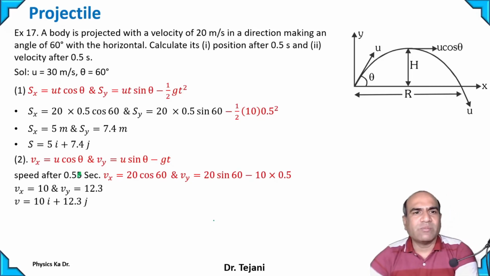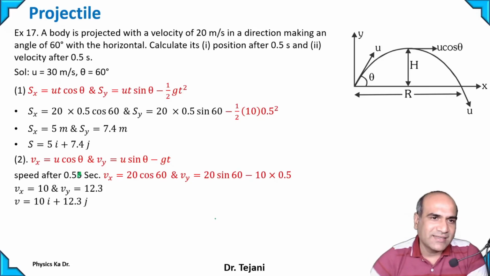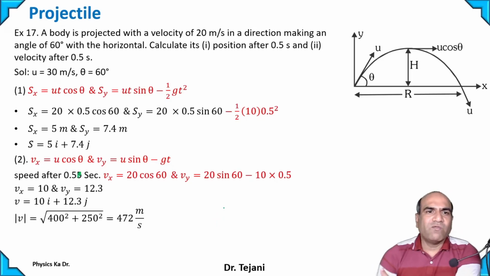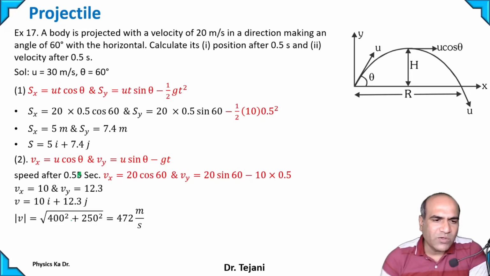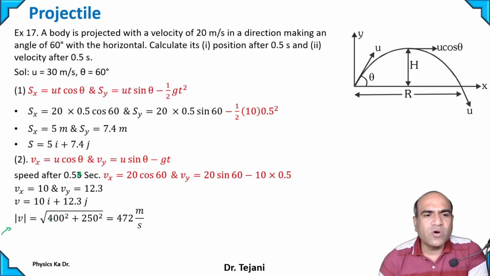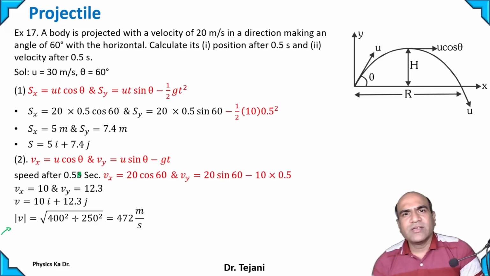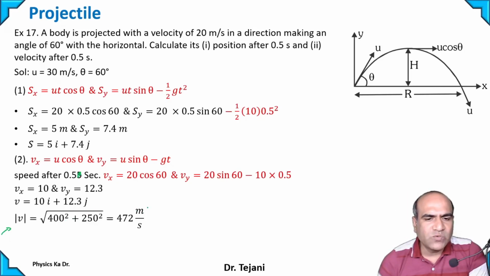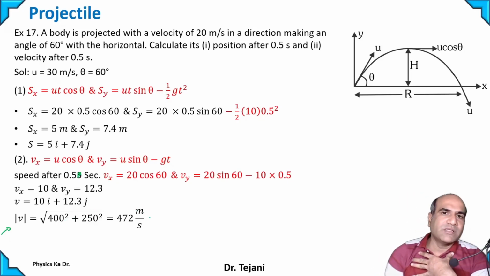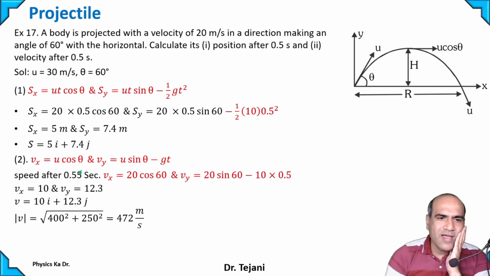You can put this in terms of vector also if it is asked. So we need velocity in terms of magnitude. V is equal to under root 400 square plus 250 square is equal to 472 meter per second.